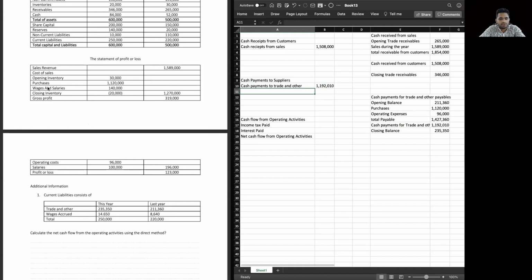Then the next one you have is going to be your wages and salaries. Now again, you see wages accrued. They don't show wages accrued and salaries accrued separately, so that means within this wages accrued, the salaries component is also included. So for wages and salaries paid, the opening balance is going to be 8,640, and the closing balance is going to be 14,650.